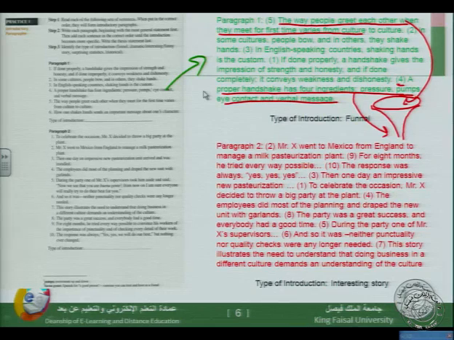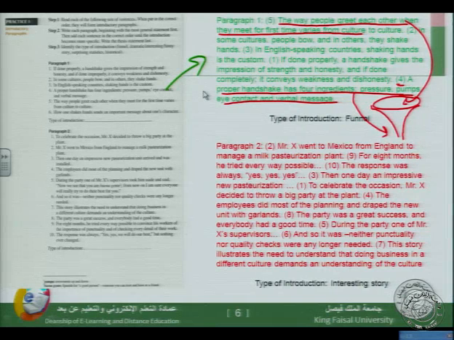Then one day an impressive new pasteurization unit arrived and was installed. To celebrate the occasion, Mr. X decided to throw a big party at the plant. The employees did most of the planning and wrapped the new unit with garlands. And the party was a great success, and everybody had a good time. During the party, one of Mr. X's supervisors explained that neither punctuality nor quality checks were any longer needed.